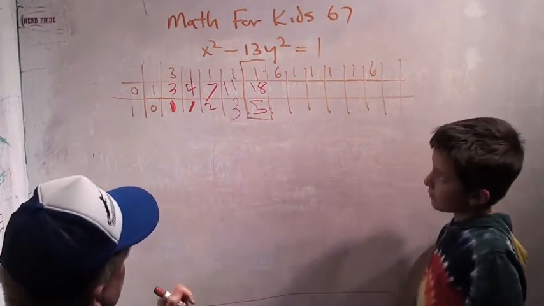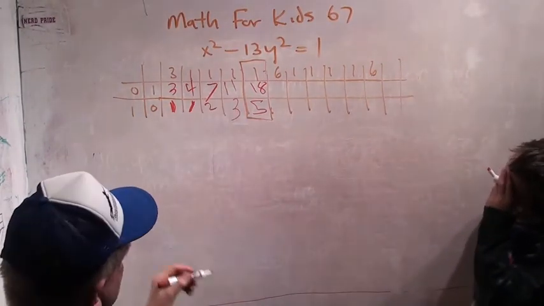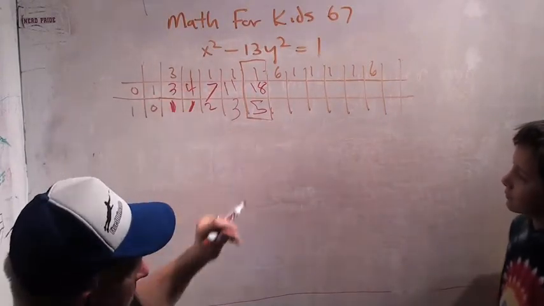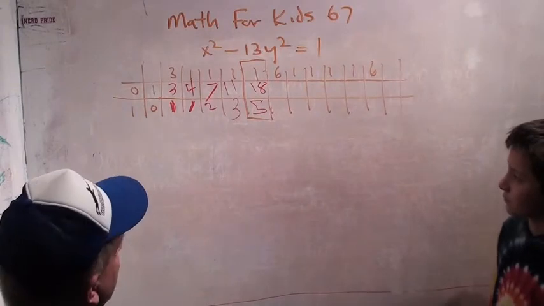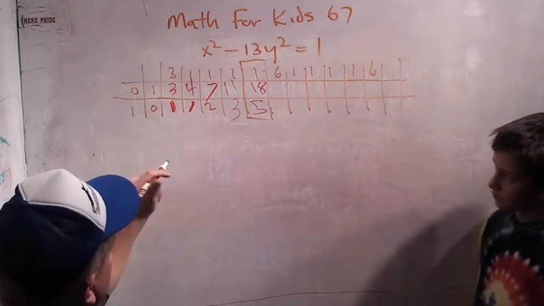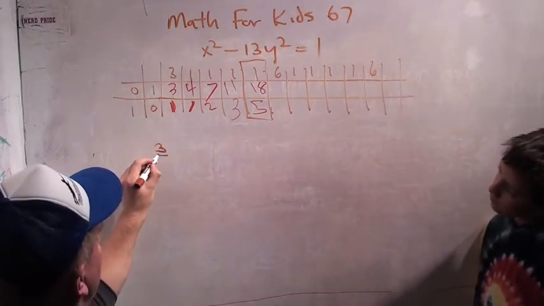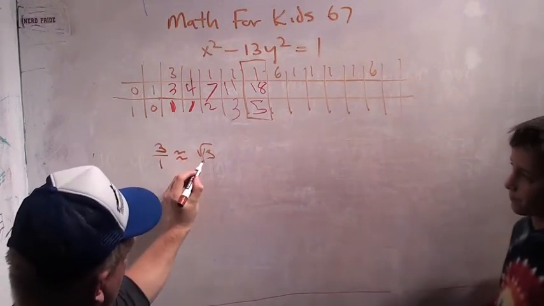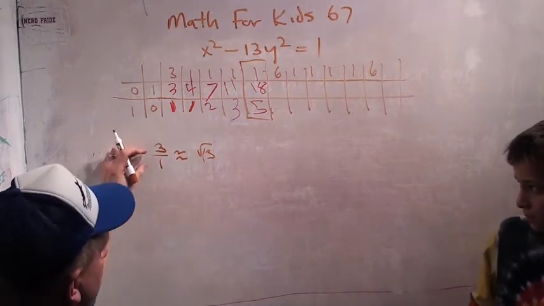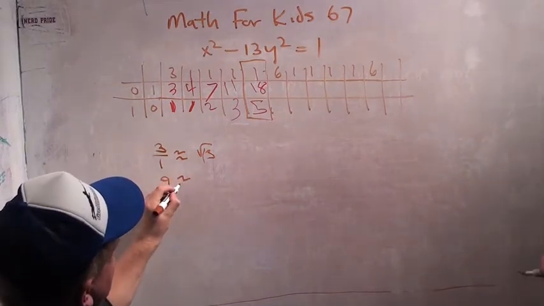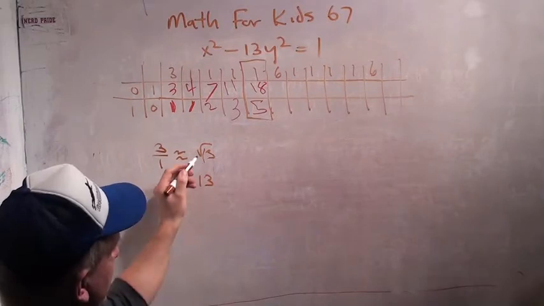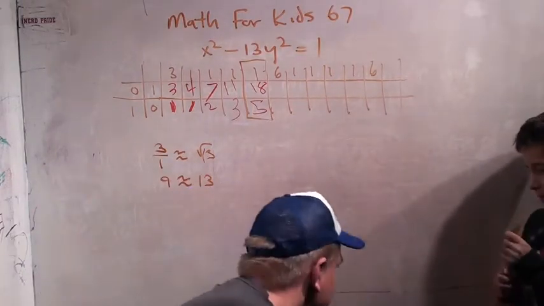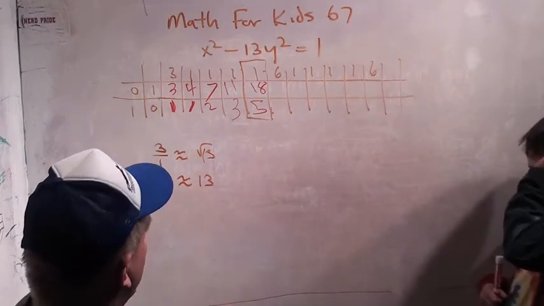So let's see if 18 fifths gives us a solution to this equation. These fractions along the way are supposed to become better and better approximations for the square root of 13. So maybe we'll start at the beginning. Is 3 over 1 approximately equal to the square root of 13? Let's square it. So 9, does 9 approximately equal 13? Remember, the square root of 13 squared is 13. Kind of. It's off by 4, so that's not a great approximation.